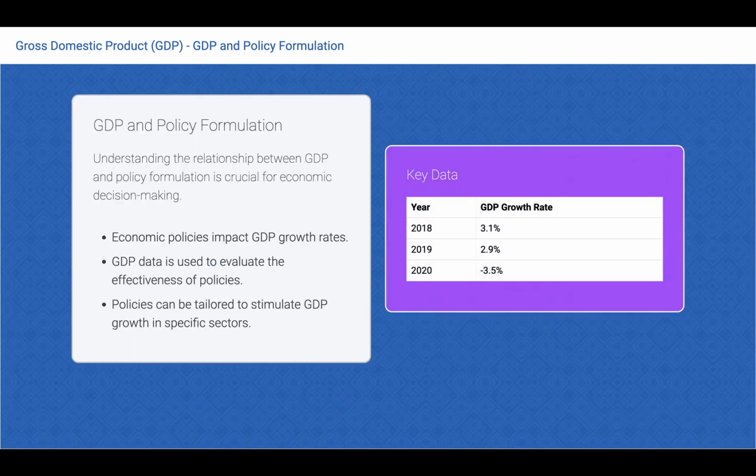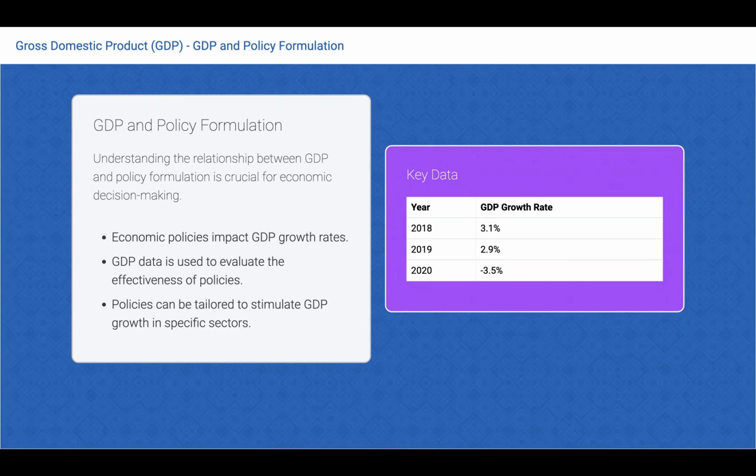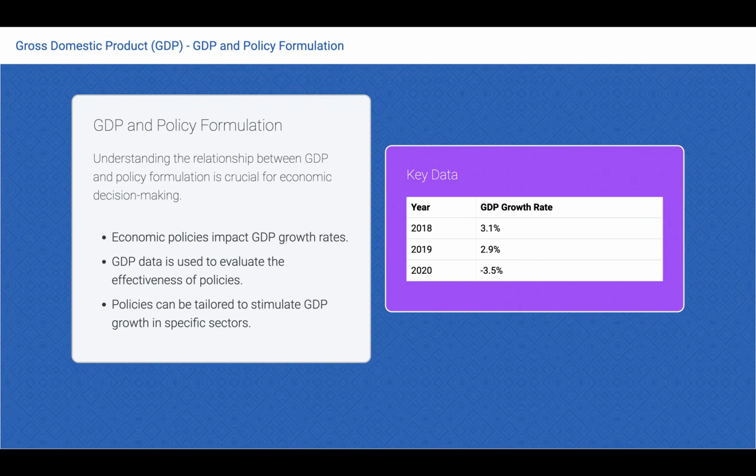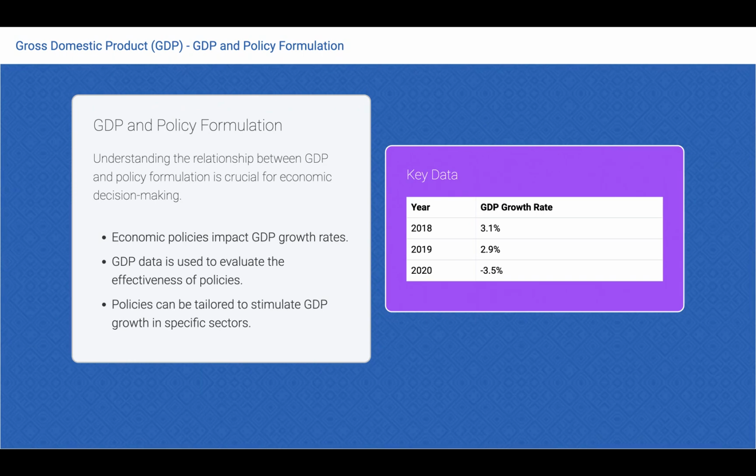Policy formulation plays a significant role in shaping a country's GDP. Governments implement various policies to influence economic activities, which in turn impact the overall GDP growth. Understanding the dynamics between GDP and policy decisions is essential for policymakers and economists to make informed choices for sustainable economic development.